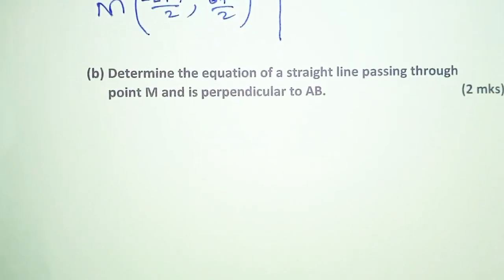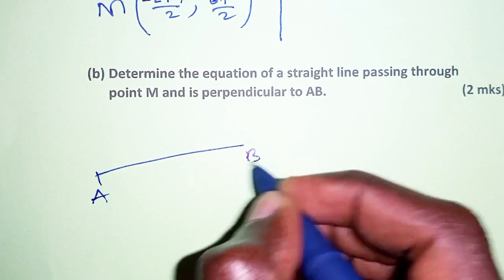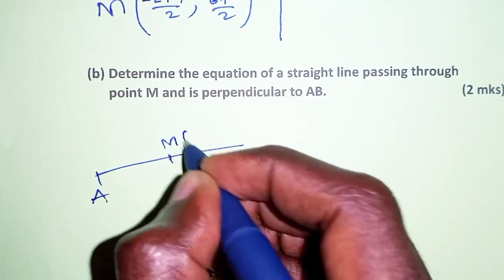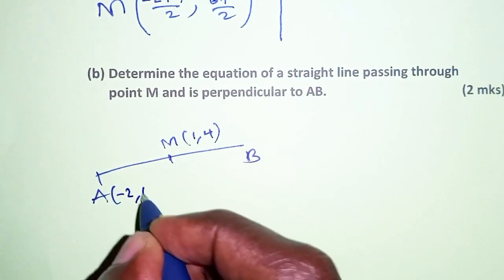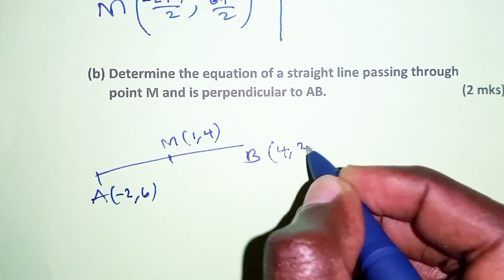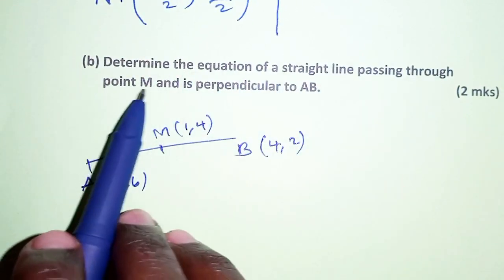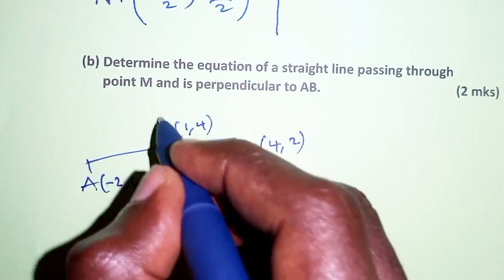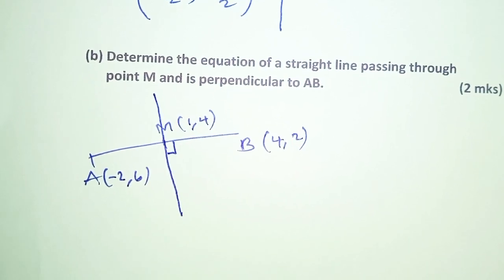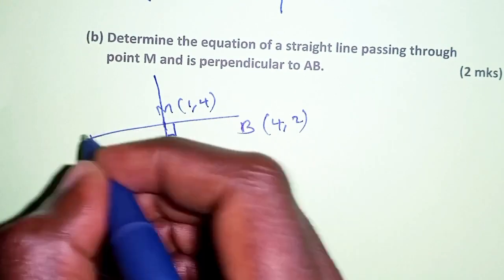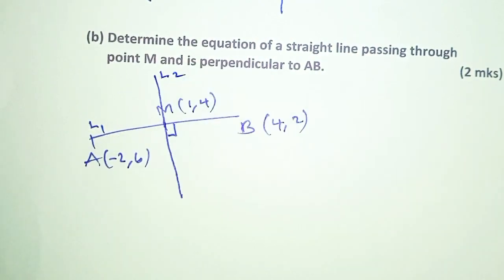Now, we now know the coordinates of the midpoint. Remember, once again, we have AB and the midpoint M. We are given as 1, 4. A, we already had as -2, 6. B is 4, 2. Now, this time round, you're told that there's a straight line passing through point M and is perpendicular to AB. So it goes like that. It's perpendicular to AB. So here we have two lines. AB can be considered as line 1, and then this other line is L2.